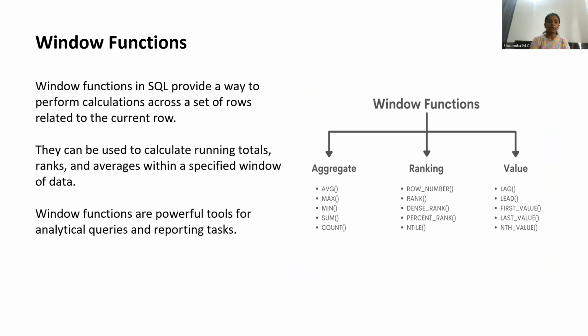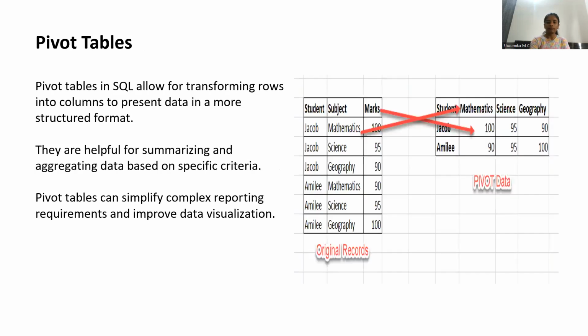Window functions. Window functions in SQL provide a way to perform calculations across a set of rows related to the current row. They can be used to calculate running totals, ranks, and averages within a specified window of data. Window functions are powerful tools for analytical queries and reporting. There are different types of window functions: aggregate, ranking, and value. In aggregate, we have average, maximum, minimum, sum, and count. In ranking, row number, rank, dense rank, percent rank, ntile. In value, lag, lead, first value, last value, nth value.